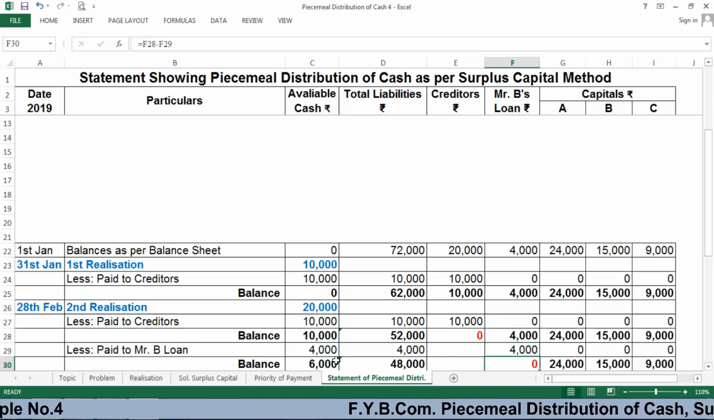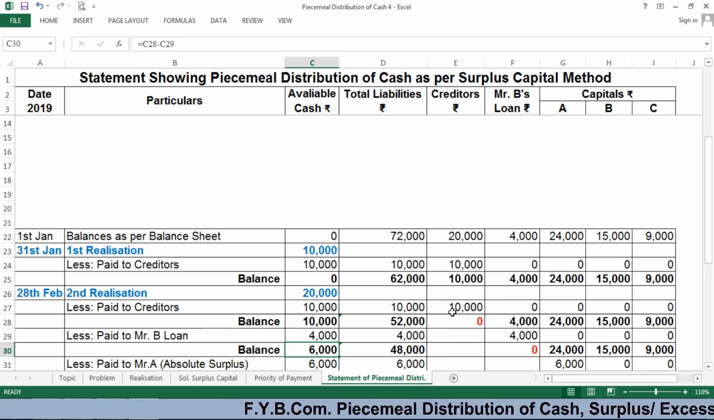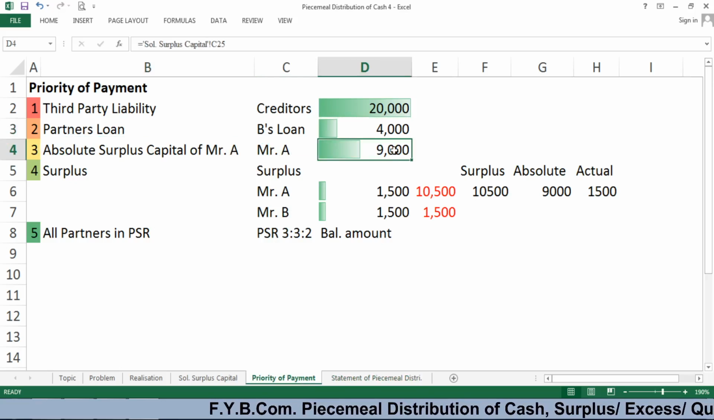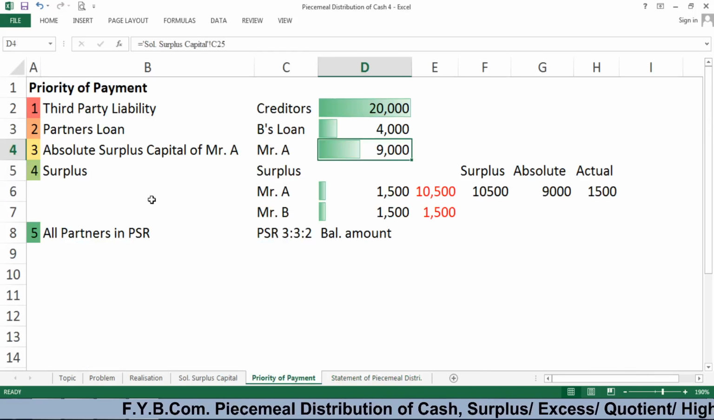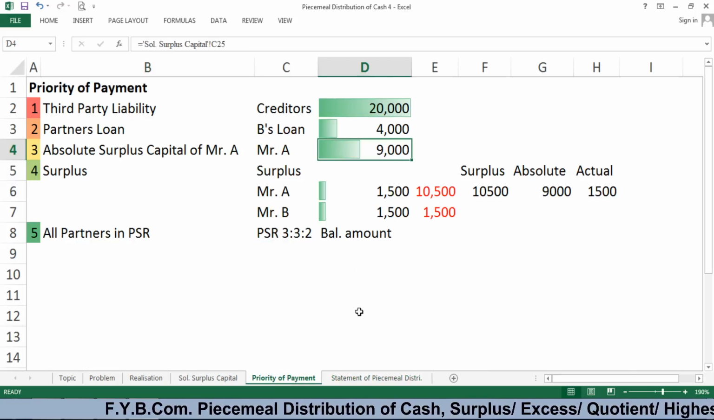After deducting all this, Mr. B's loan comes to nil, that is 0. We paid the amount to Mr. B as a loan, 4,000. So the balance of B's loan is 0. Still we have a liability of 48,000 and we have a cash balance of rupees 6,000 after the payment of 4,000. Okay, now we have 6,000. Our next priority is the absolute surplus of Mr. A, that is 9,000, and we have only 6,000. So we will pay rupees 6,000 to Mr. A and the balance 3,000 will be paid in the next realization, as its payment is 9,000, that is priority of payment. Absolute surplus of Mr. A is 9,000 but we have only 6,000.